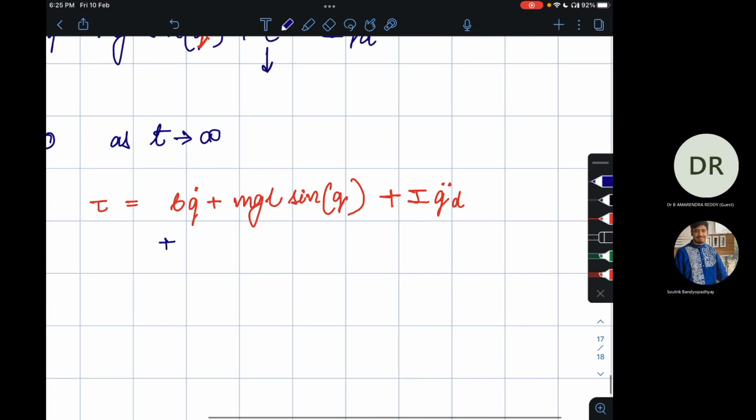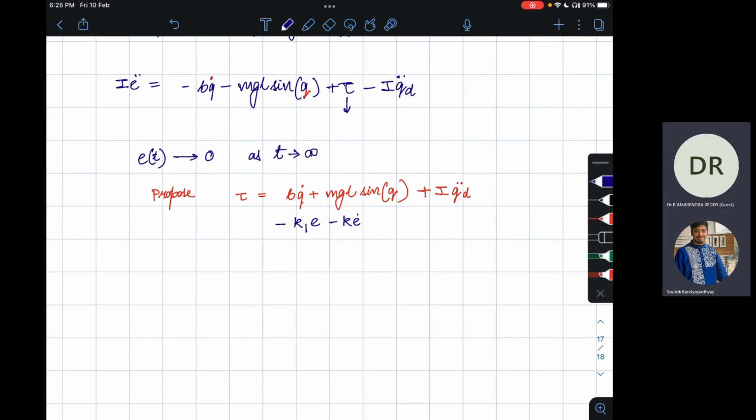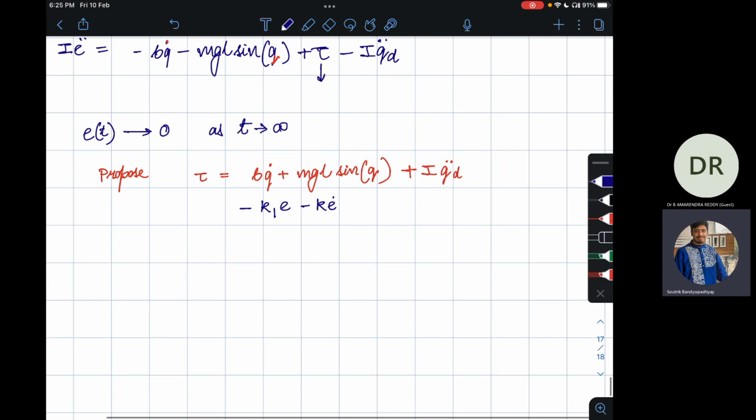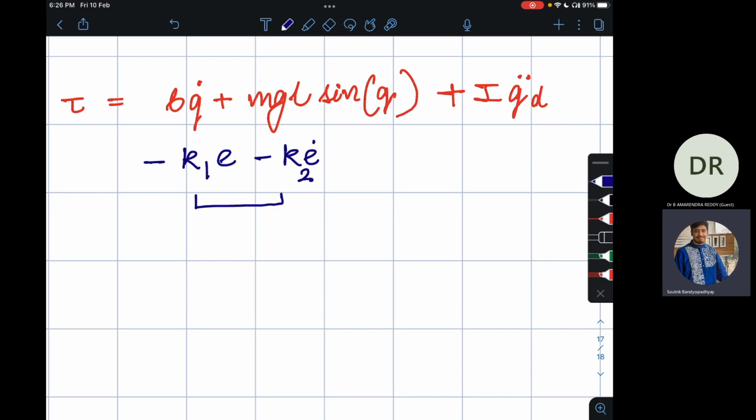we also add, or specifically subtract, some k1 into E minus k2 into E dot. Because if only these nonlinearities were considered, the right hand side of this would have been 0, and we couldn't talk about the error going down to 0 if the derivative is 0, right? So we have to place these two components, k1 into E minus k2 into E dot. Now, if you look at this, it's simply like a PD control, right? Proportional and derivative component.